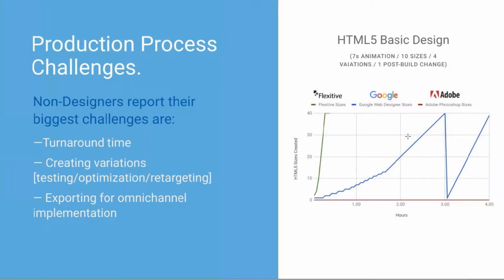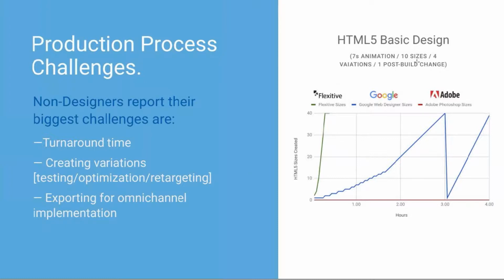So as you can see on the right here, we have a quick graph comparing Flexitive to Google Web Designer to Adobe Photoshop. And we just have an example of an HTML5 basic design. There's a 7-second animation, there's 10 sizes applied to it, and then after that, there's 4 variations done and 1 post-build change. And you can see with this graph here, with Flexitive, you're able to create lots of sizes very quick, and also make the post-build changes and variations. Whereas with other tools, it's very long and a daunting task.